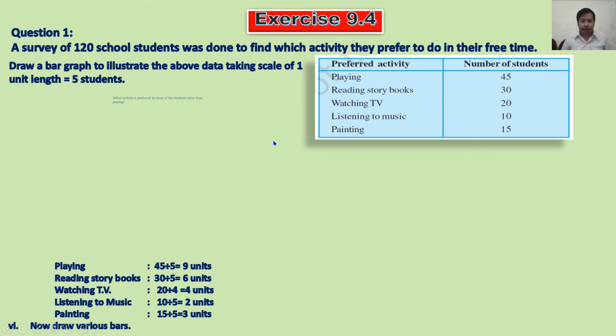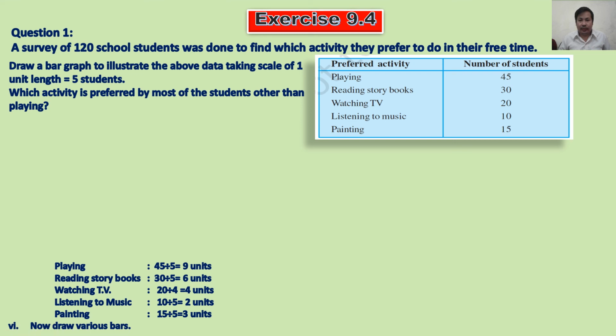So let us see next. Which activity is preferred by most of the students other than playing? Other than playing, which activity is preferred by the student most? Okay, and that we are going to find out by drawing the bar. So let us start now. My dear students, let us see in the solution what we have now.